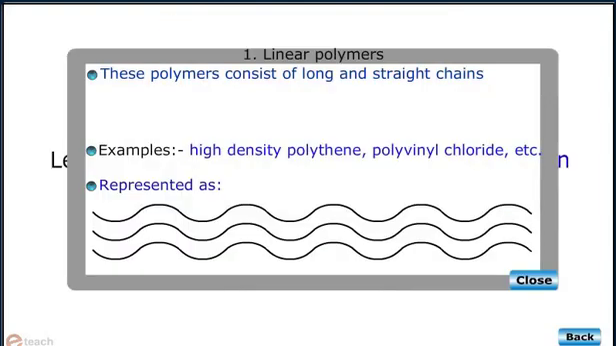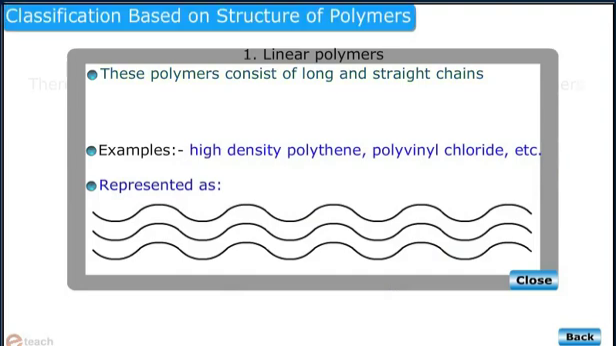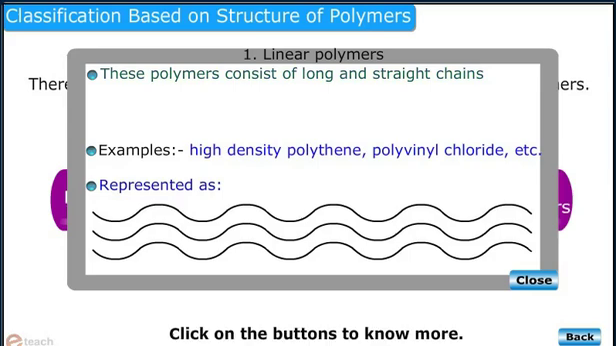Classification based on structure of polymers. There are three different types based on the structure of polymers: linear polymers, branched chain polymers, and cross-linked polymers, or they are called network polymers.